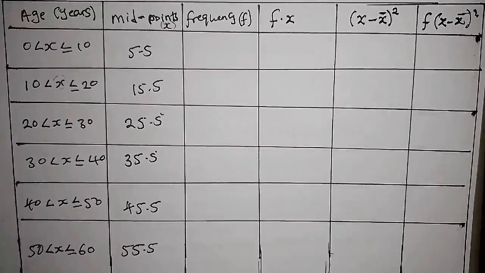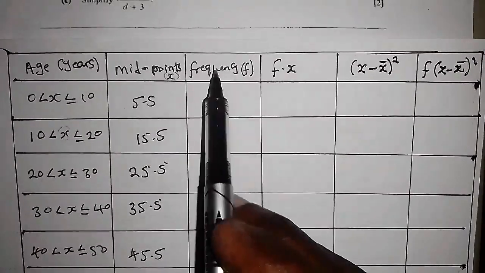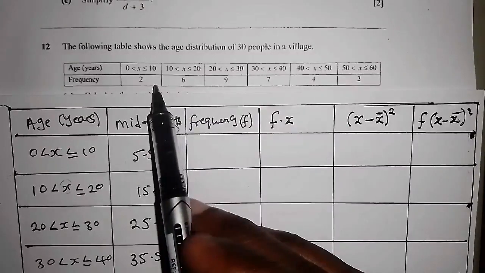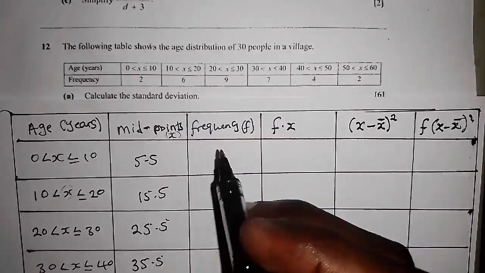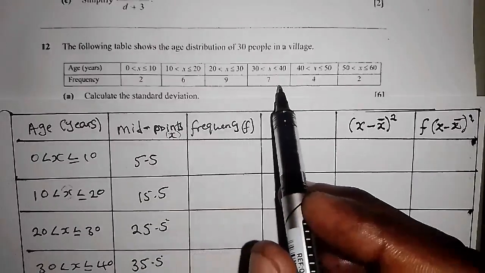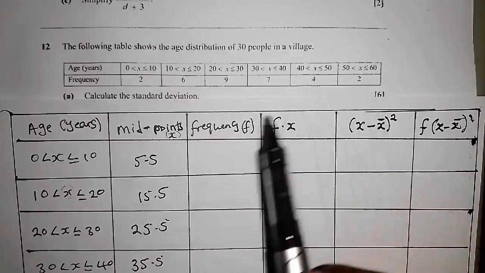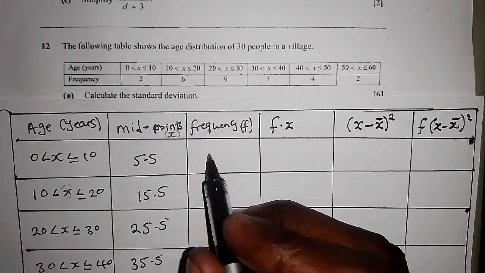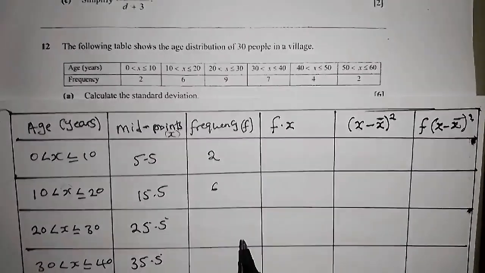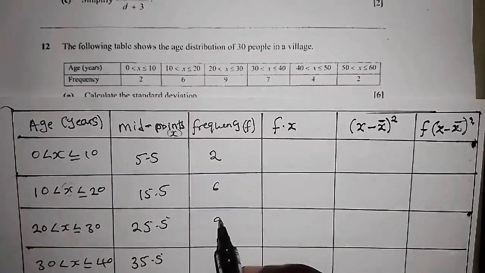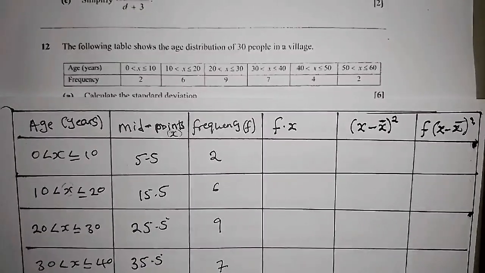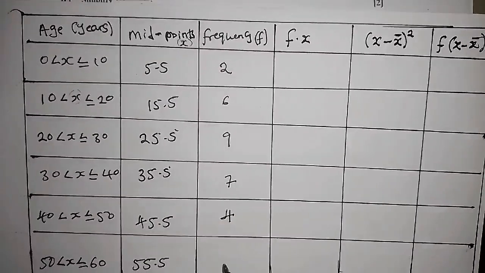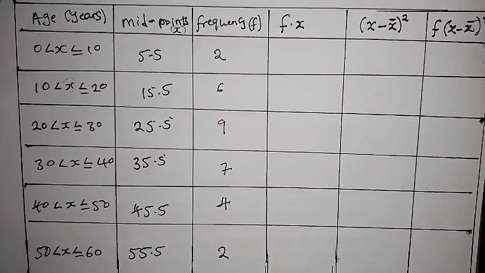Now, once you do that, you go to the column for the frequency, which you can just copy from the actual table from the question. So you have 2, 6, 9, 7, 4, 2, corresponding to each age interval. The first one is 2, 6, and 9, then 7, 4, and finally 2, that's the last one.